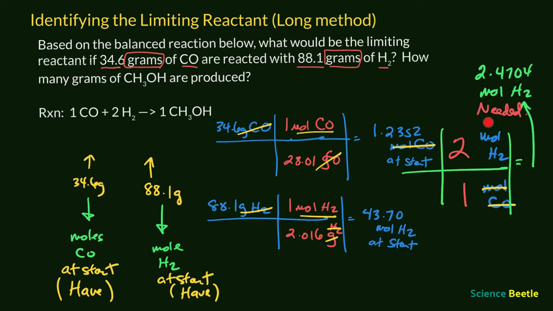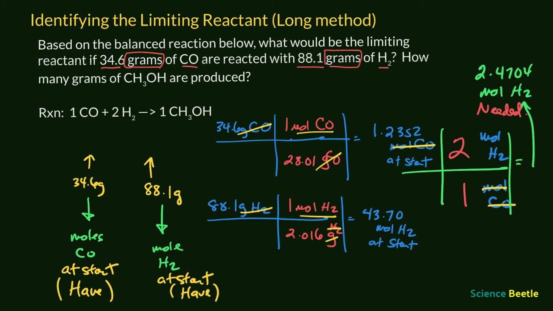If you take this number and compare it to how much you actually have, notice that we've got 43 moles of hydrogen gas at the start. We know this from the previous calculation we did. Compare that to the 2.47 moles that you actually need, and you actually have a lot here.